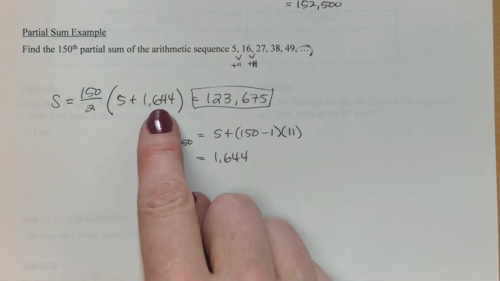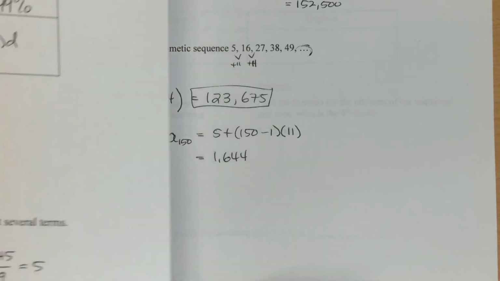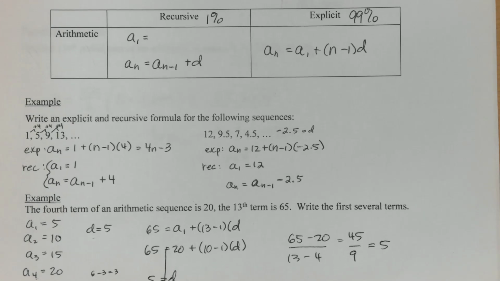So that's kind of your introduction to arithmetic. We've got a sum formula for finite, has to end. You cannot do it if it's infinite. And then we've got our recursive and explicit formulas.